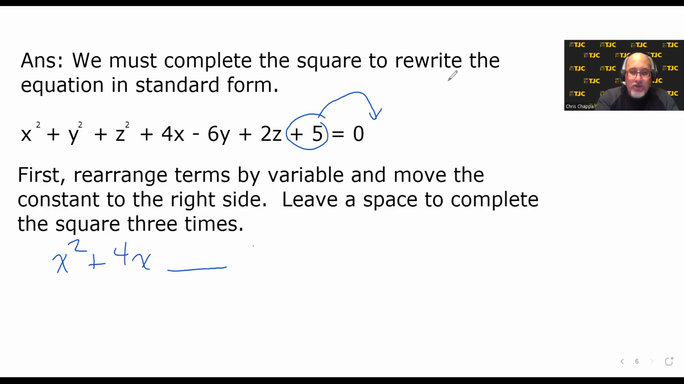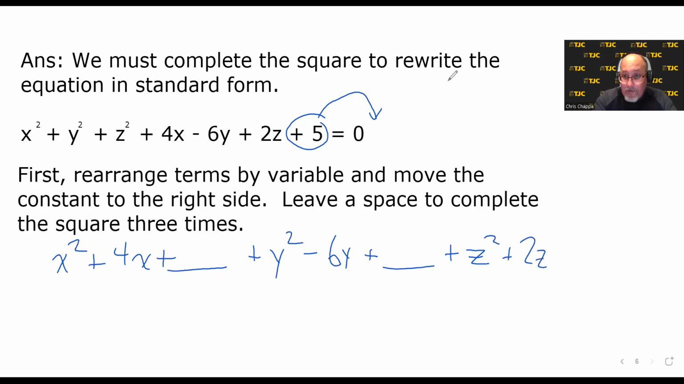And let's gather the y terms. Plus y squared minus 6y. And again, we're going to leave a space to complete the square on the y's. And it will always be a plus, by the way. You'll see why in a moment. And then the z terms. Z squared plus 2z plus some unknown constant, and then we need that to equal, well, it's going to equal -5 for now, but that -5 is going to change also.